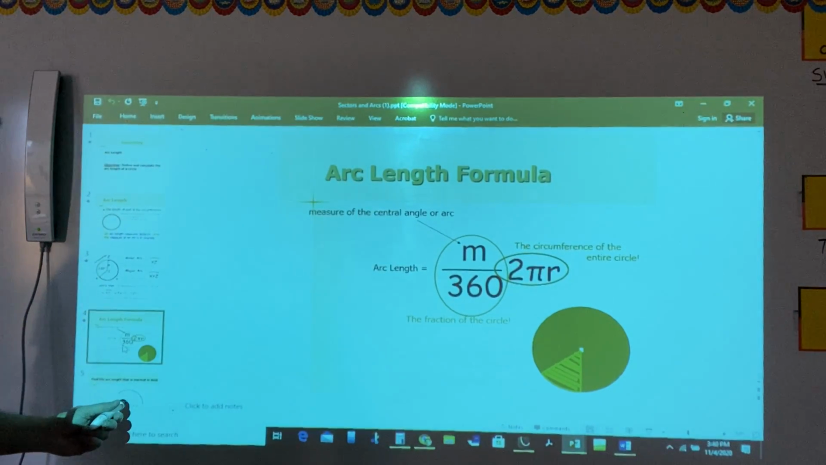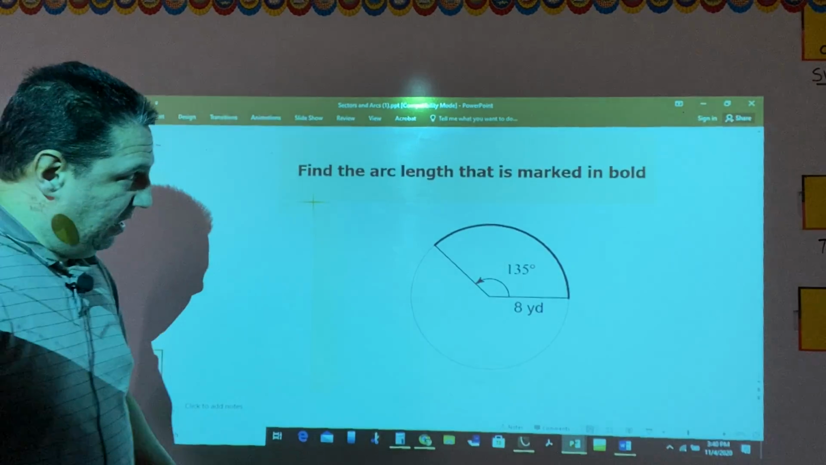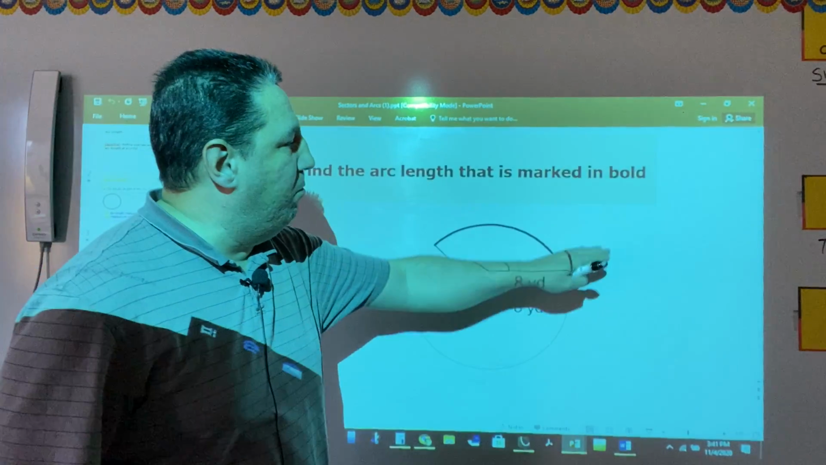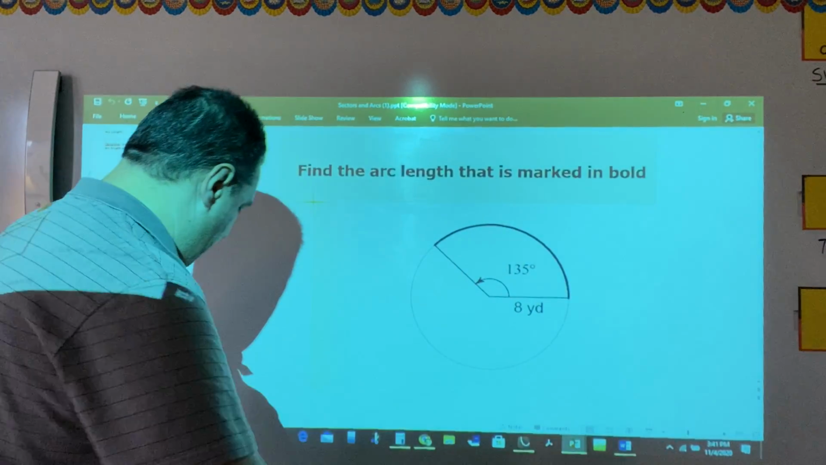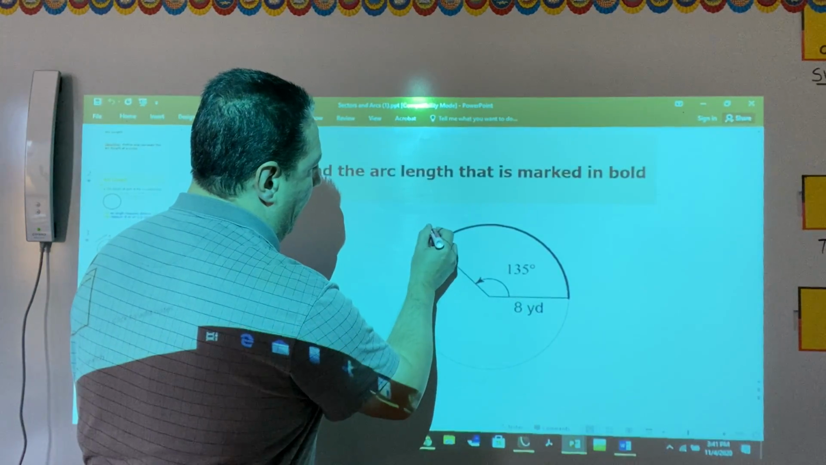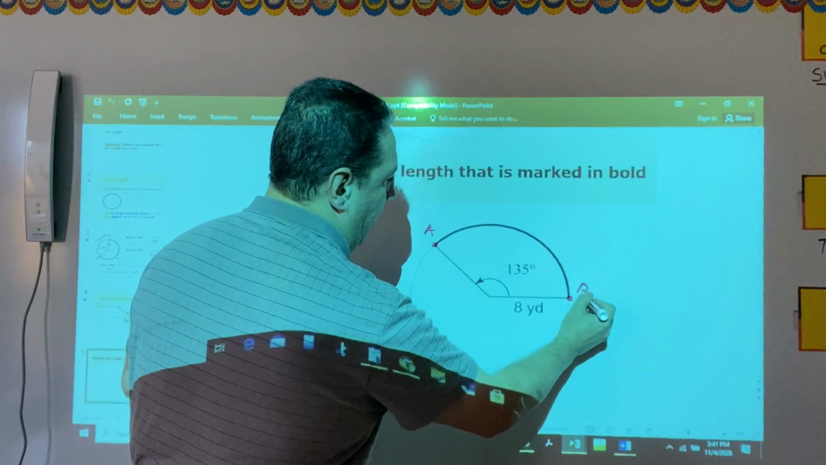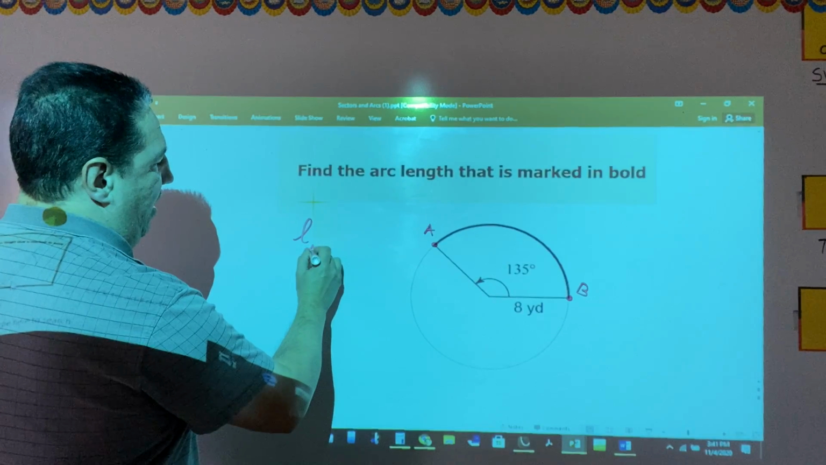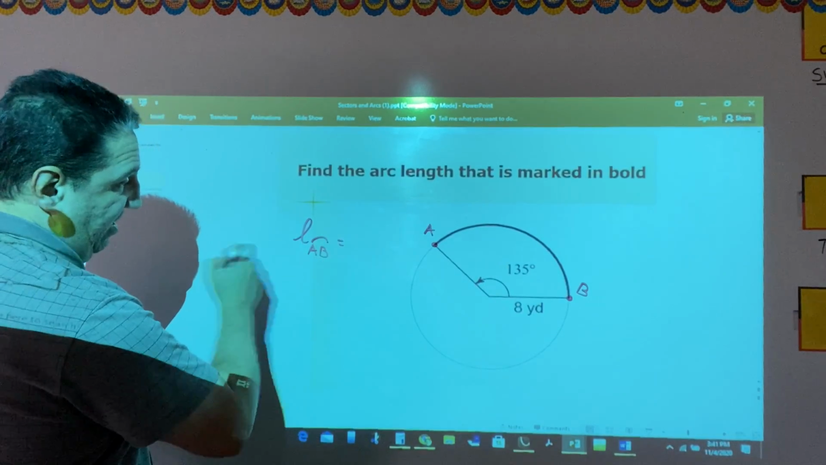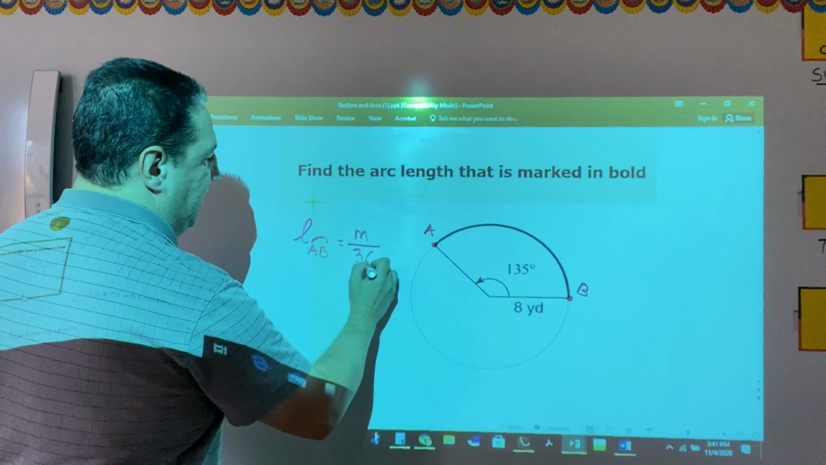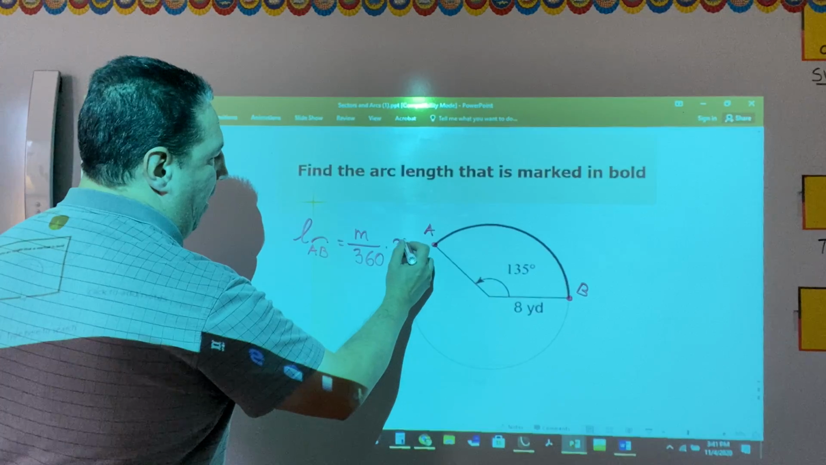Let's have one example with arc length. It says here, find the arc length that is marked in bold. This one, let's say arc AB. Now, we know the length of arc AB equals m over 360 times 2 pi r.